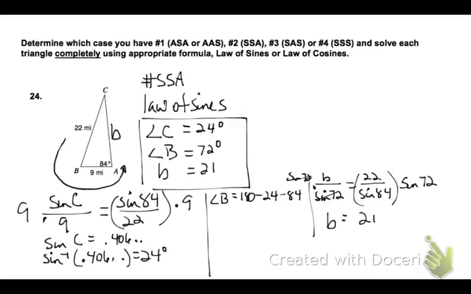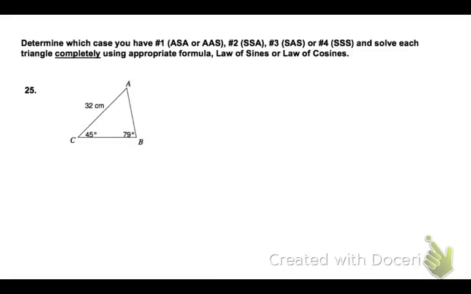All right, so let's look at 25. We'll see what we were given, and it looks like we've got an angle, another angle, and then a side, if we look in order. So that's case 1, angle, angle, side, which simply means that we have enough information to use the law of sines to solve.